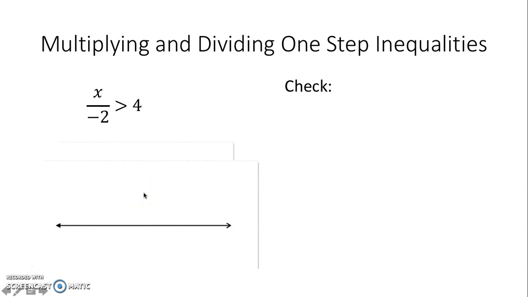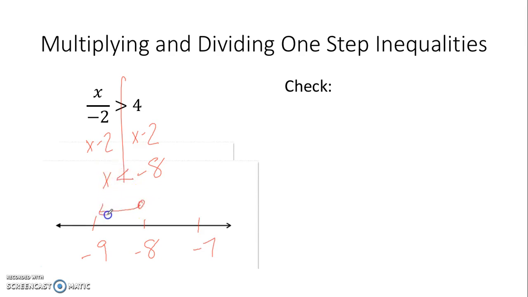Okay, now let's look at this one. We have x divided by negative 2 is greater than 4. So x divided by negative 2, we need to multiply by negative 2, and then we gotta flip the sign because it's a negative number. 4 times negative 2 is negative 8. So we have negative 9, negative 8, negative 7, with an open dot. x is less than negative 8, so the arrow goes to the left.